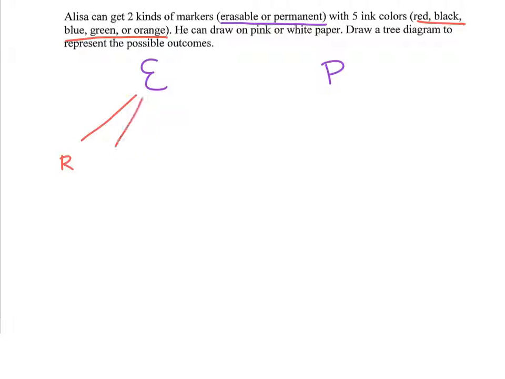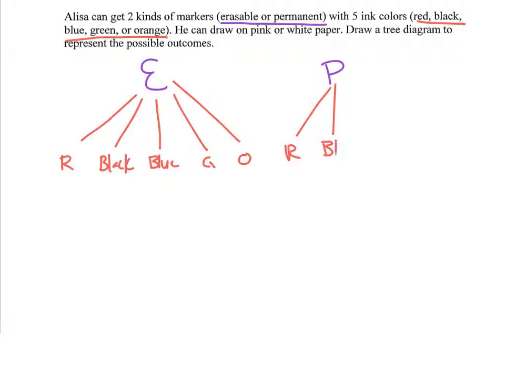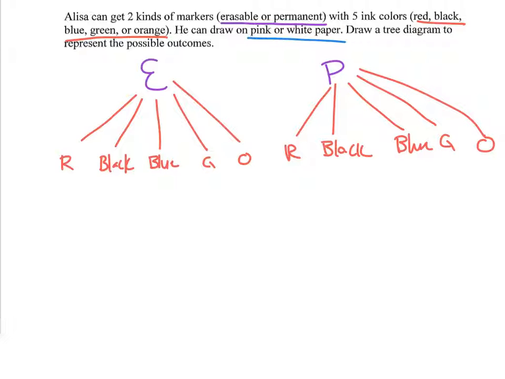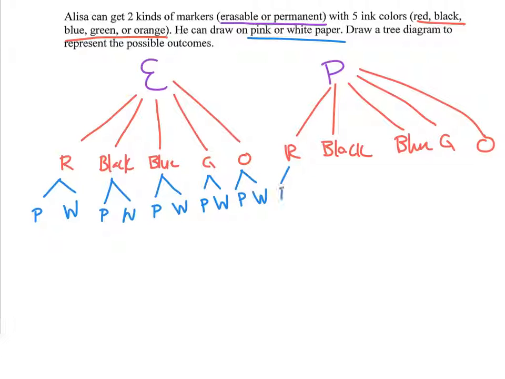So red, black, blue, green, or orange. And I'm going to do that for this one too. So if he had a permanent marker, the same colors apply. He could have a red, black, blue, green, or orange. And then the third choice actually is he can draw on pink or white paper. So for each of these ink colors, we could have pink or white. Pink or white. Pink or white. And we continue that pattern. Okay, so there is our tree diagram.